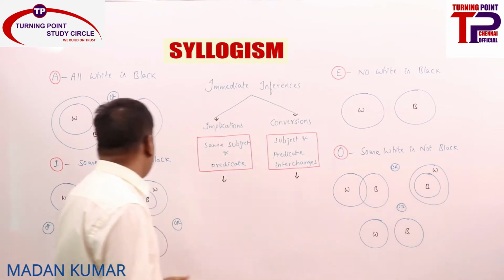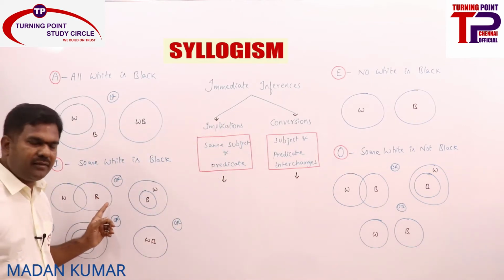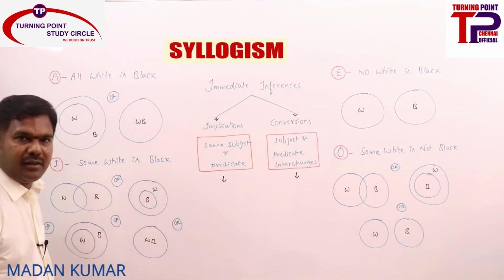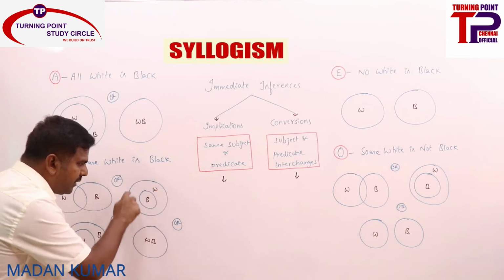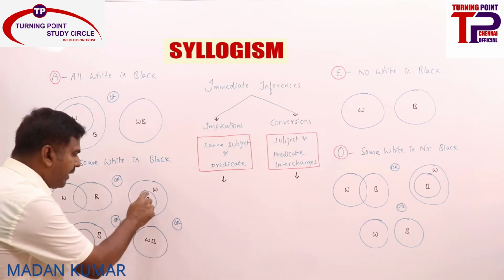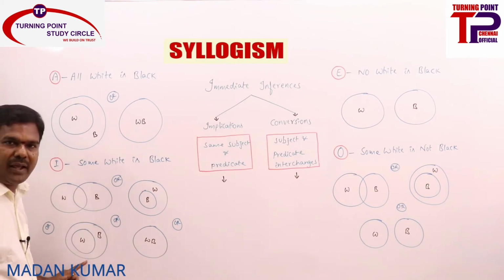Come to the I statement. The I statement, some white is black. Is it true? Can I say some white is black? This entire black will come, some white is black, because other things also white are there. So some white is black means this is also true. Can I say this one is also true, some white is black?